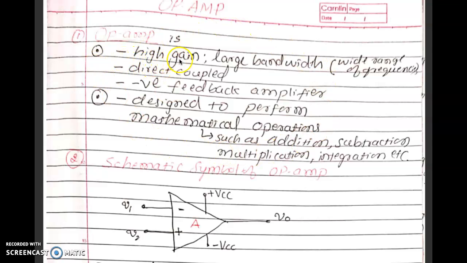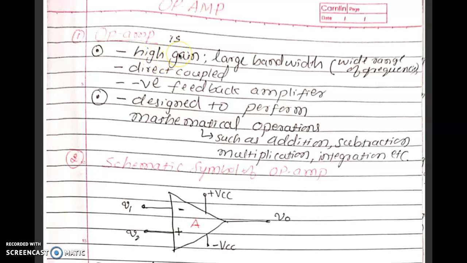You are going to come across the various terminologies like gain, bandwidth, direct coupled, negative feedback. So first let me make you understand what is gain. Gain is known to you. It is output by input. So we are going to have a high gain in op-amp. Op-amp is a high gain device, means it is going to provide the output which is many-fold higher than the input.